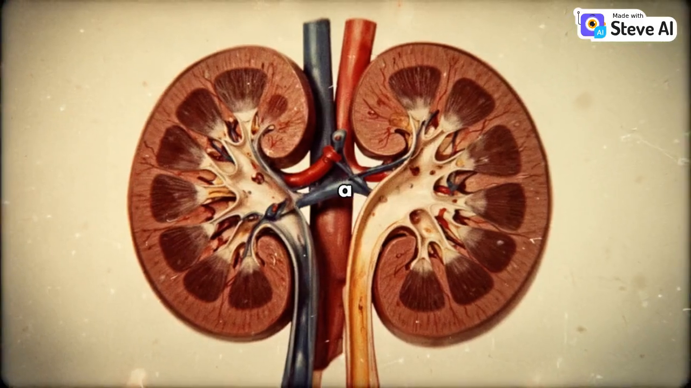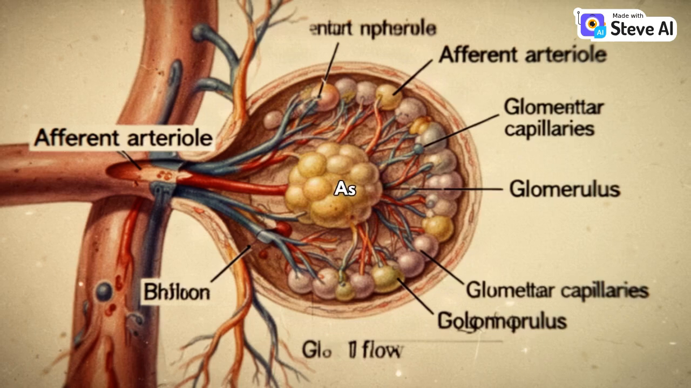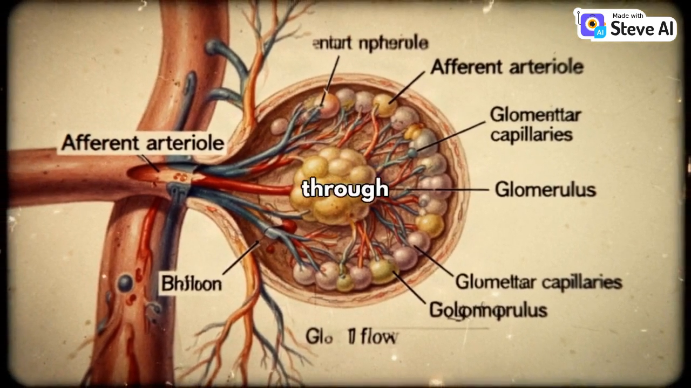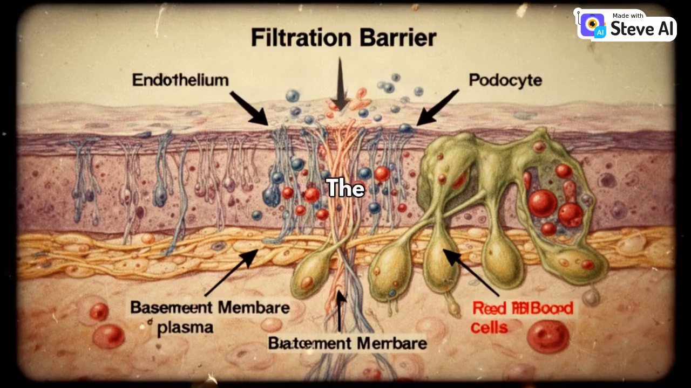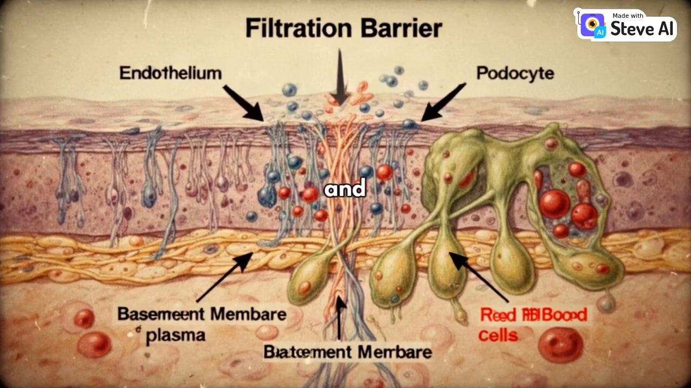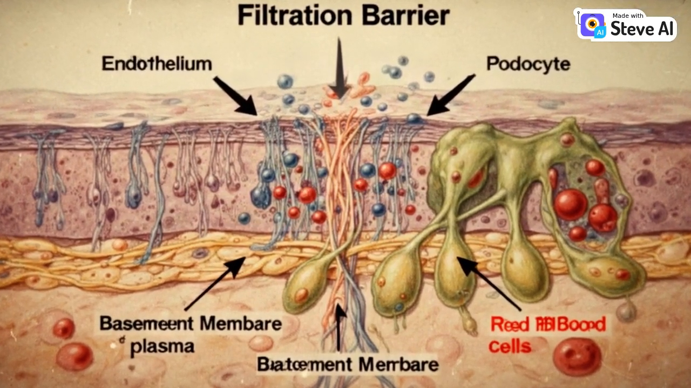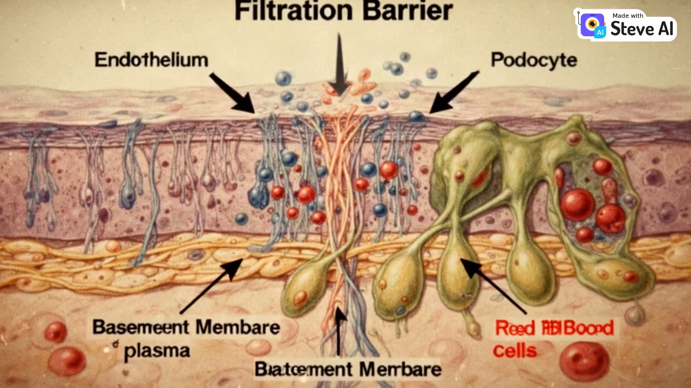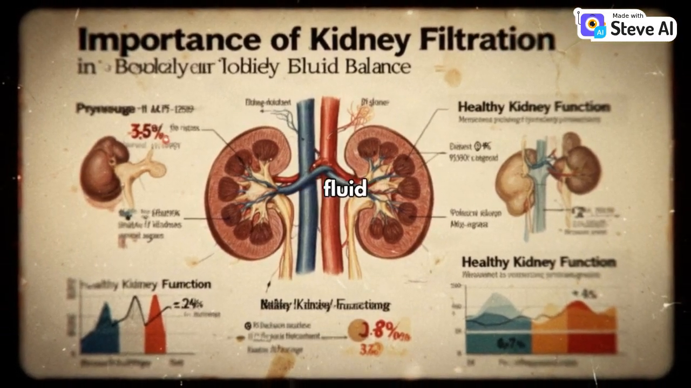The kidney, a vital organ, plays a crucial role in maintaining homeostasis. As we zoom in, we observe a healthy nephron and glomerulus, where blood enters through the afferent arteriole and flows through the glomerular capillaries. The normal filtration barrier, consisting of the endothelium, glomerular basement membrane, and podocytes, selectively filters plasma while retaining red blood cells and most proteins in circulation. This filtration process is essential for maintaining bodily fluid balance.